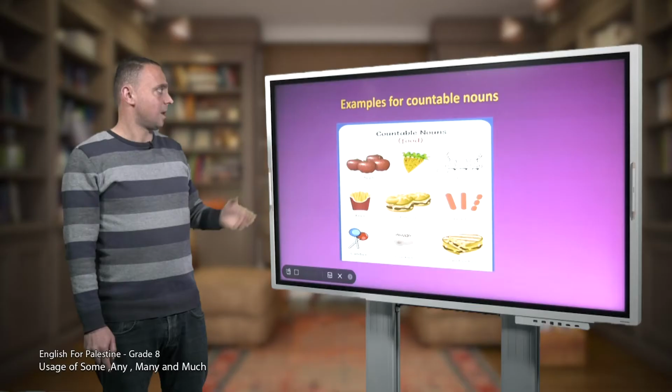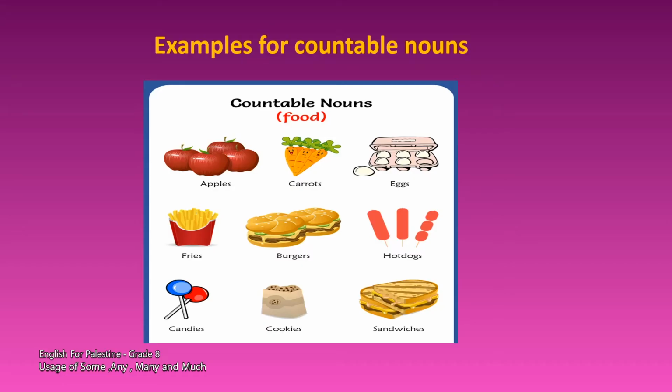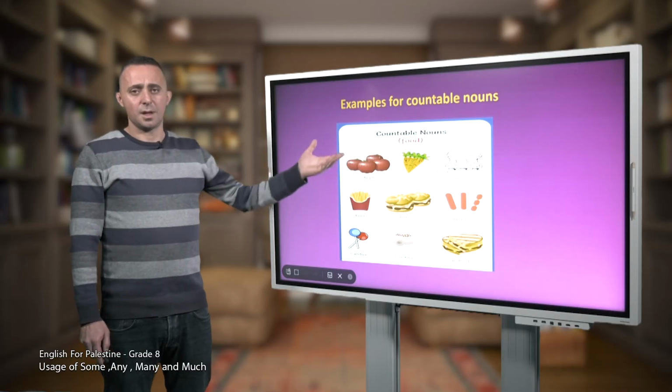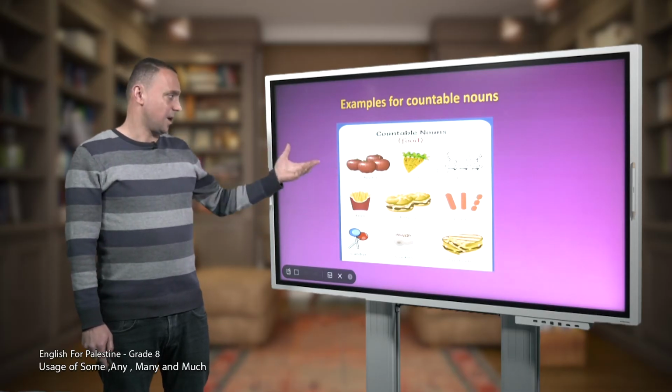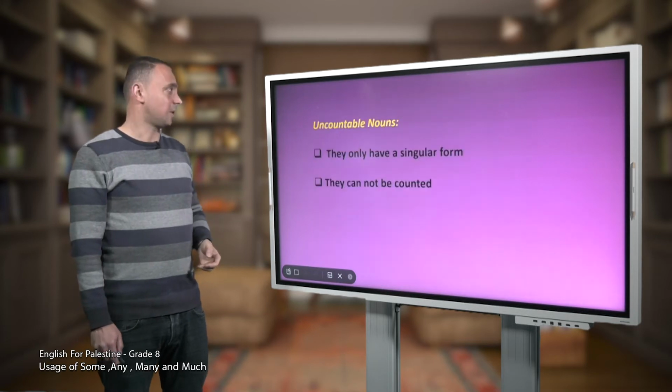Let's continue. Examples for countable nouns. This category includes food: apples. Look, apples is a countable noun. Carrots, eggs, fries, burgers, hot dogs, candies, cookies, sandwiches. These are countable nouns. Notice, they are also plural. They can be counted.